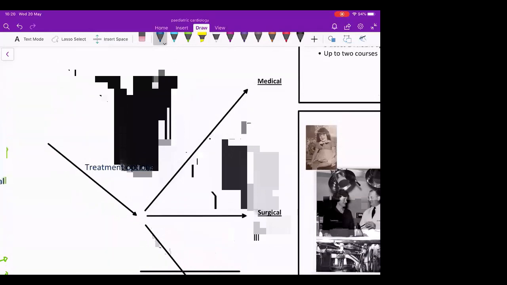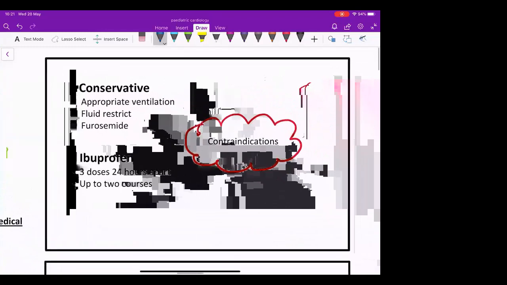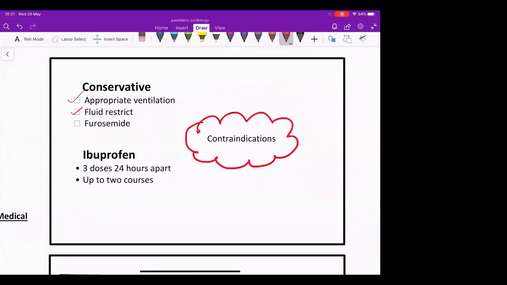So let's talk about first medical interventions. There's a conservative approach. As we've talked about and why it's helpful, you can do appropriate ventilation. So you might want to increase the PEEP on these kids to try and help that pulmonary edema. You might want to fluid restrict them just to help that pulmonary edema, get some fluid off them. Obviously they're not going to grow, so you might want to think about closing it. And furosemide can help the problems that you're having in the lungs.